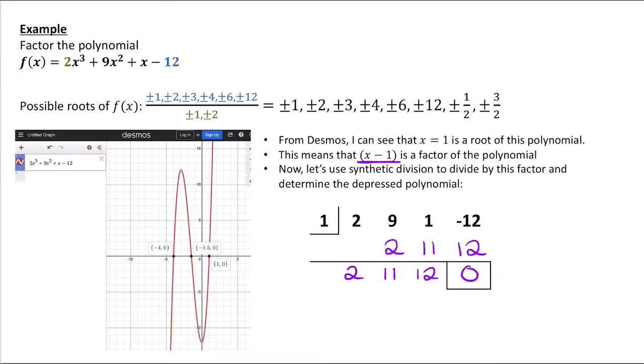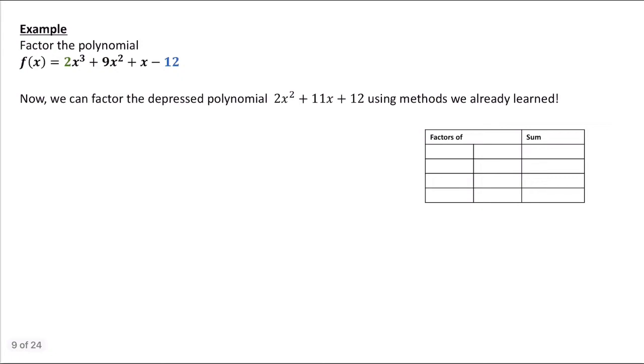Okay, remember what we can do after synthetic division is we can write this now depressed polynomial because the original one was a cubic. So when we do synthetic division, that's going to result in a quadratic, right? And the square term is going to have a 2 coefficient, and then we have 11x and then plus 12. Well, now, I mean, I know some of you may be wanting to just copy these values down from Desmos, but we actually know how to factor this, right? Because it's a trinomial, so we can actually use the factoring methods that we talked about previously.